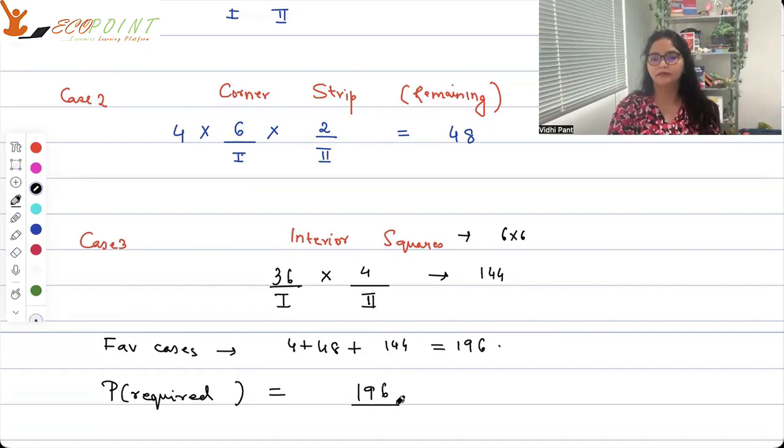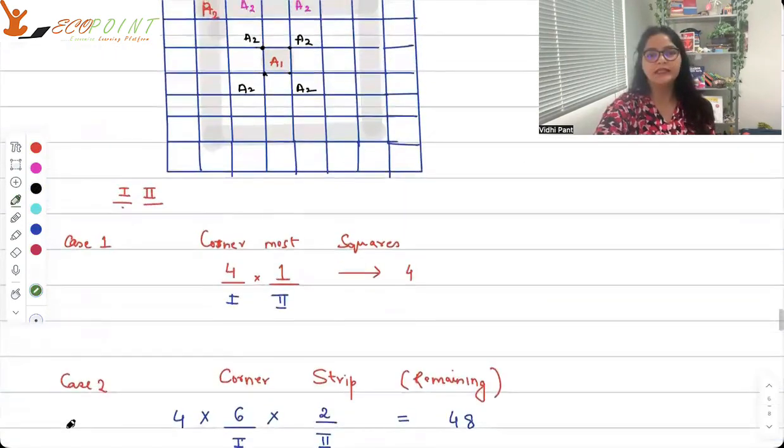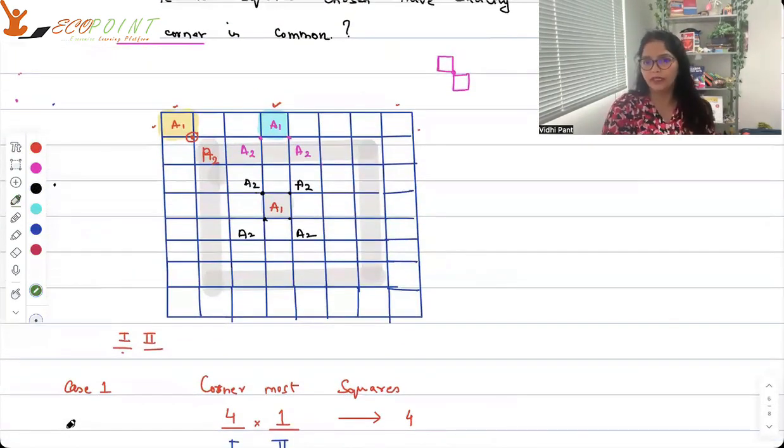So the required probability will be equal to 196 upon the total. In total, we are taking out 2 squares, one after another. For the first square, I have 64 options, and for the second square, I have 63 options. So 196 upon 64 into 63. This was one way of calculating it.